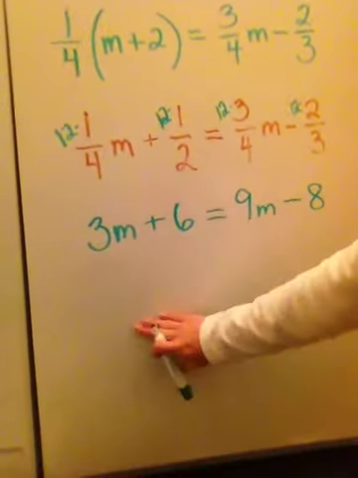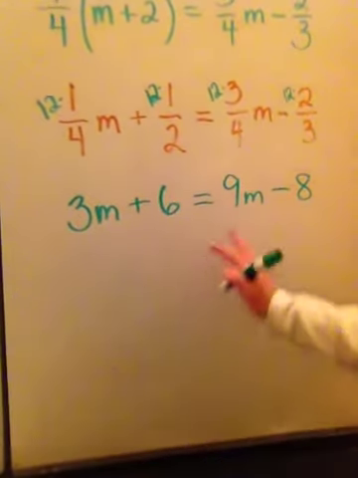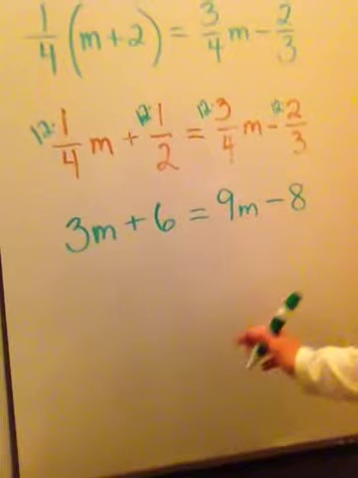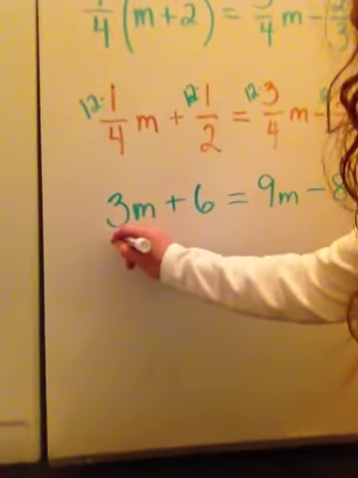Okay, and now we're basically to where we were on the other problem. You've got to get all the m terms on one side and the number terms on another side. I'm going to subtract 3m, is what I choose to do.